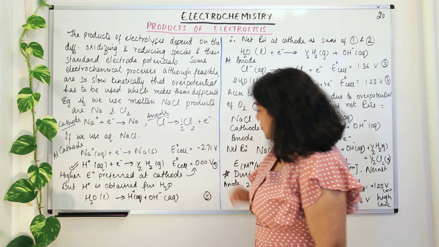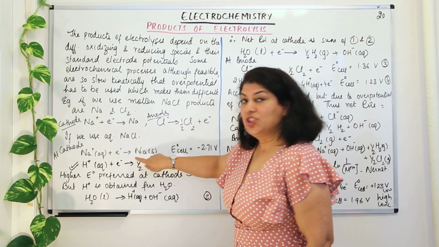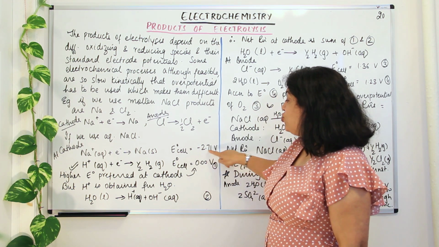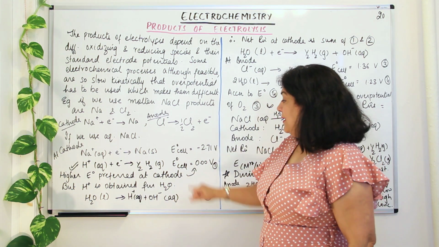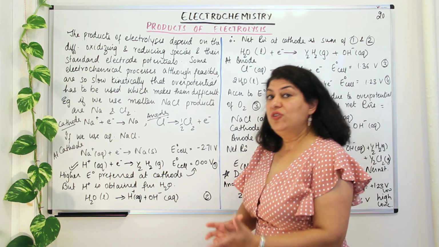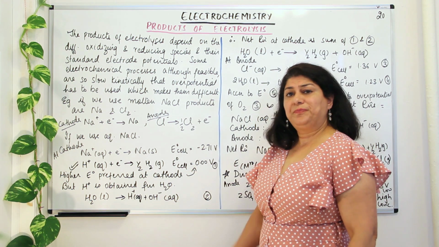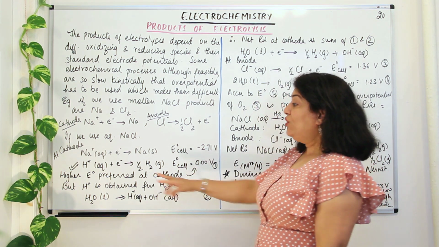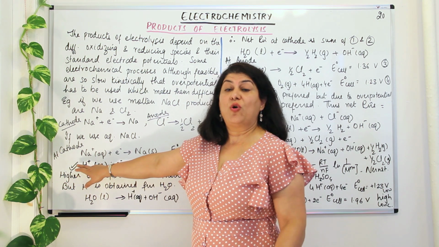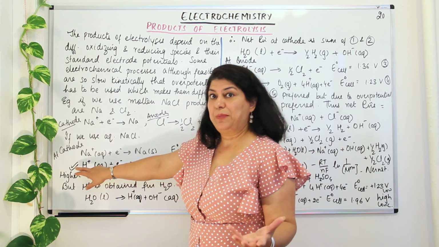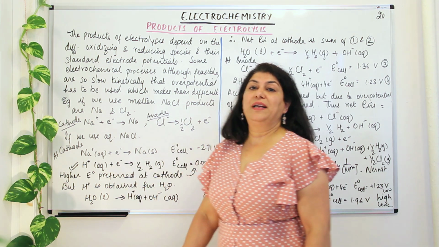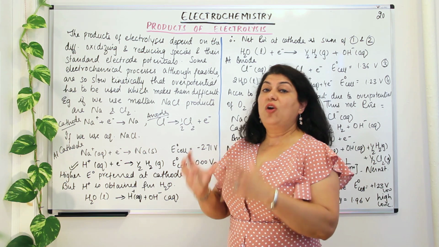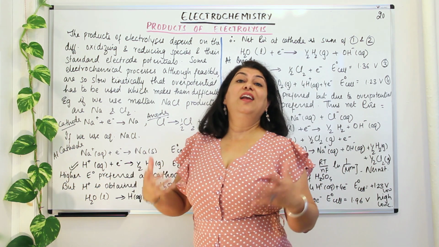So if you look at the reduction potentials here, the reduction potential for sodium ion, the tendency of sodium to get reduced, is minus 2.71 volts, while the potential required for hydrogen to get reduced is 0 volts, which means that hydrogen has a higher value. So which one would get deposited, or which reaction would take place? H positive combining with electron, that is, the reduction of hydrogen will take place. In the competition, it is hydrogen that will win.